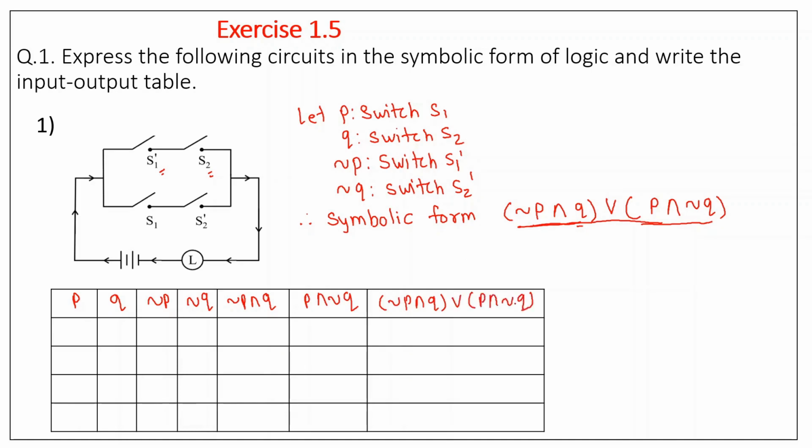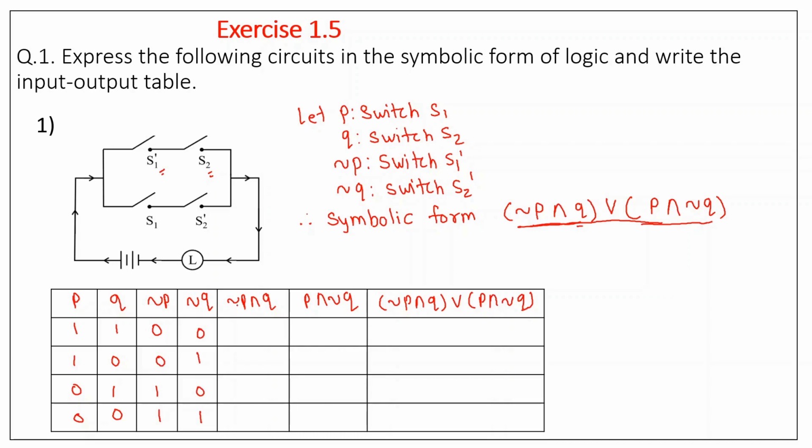This is very similar to what we have learned in the previous lecture. So we have to take 1 0 here. So write P as 1 1 0 0, Q as 1 0 1 0. Negation P. So write 0 instead of 1. So this is 0 0 1 1. Negation Q as 0 1 0 1.